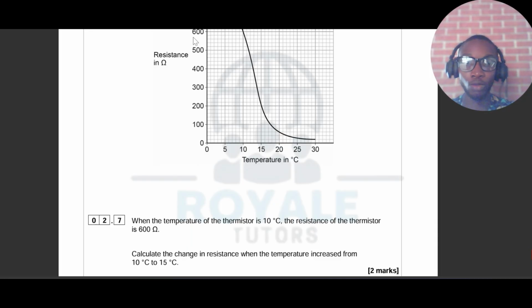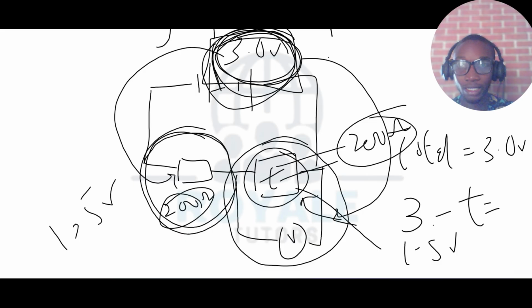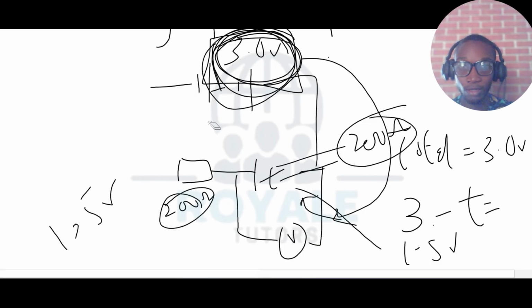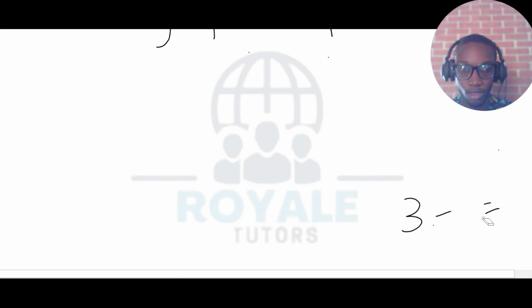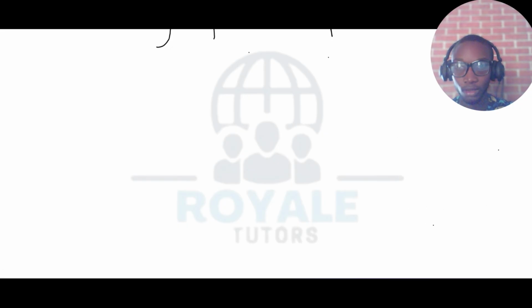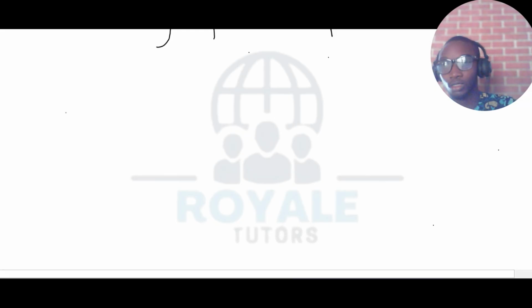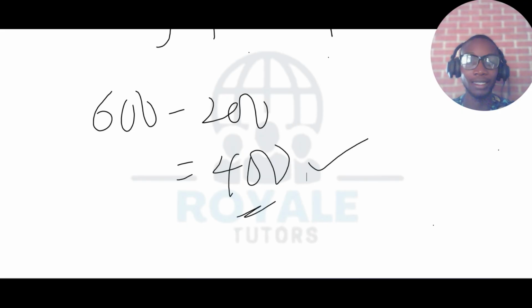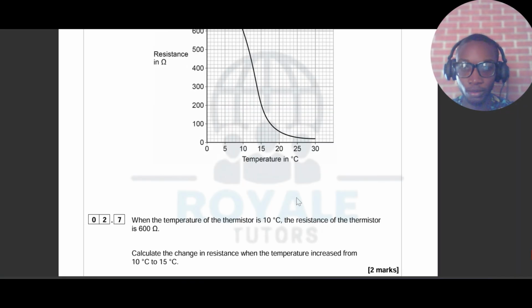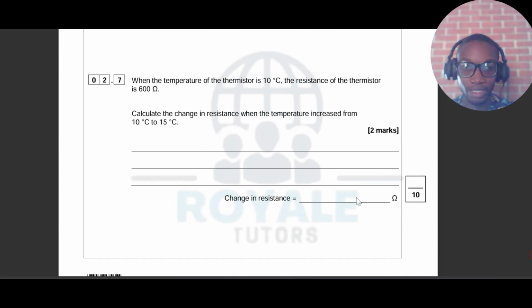So what will be the change? That's 600 minus 200. Technically, 600 minus 200 should give us 400. Let me just rub this off. So 600 minus 200 gives us 400. So 400 is the answer we have been searching for. What's the change in resistance? The change in resistance is 400 ohms.